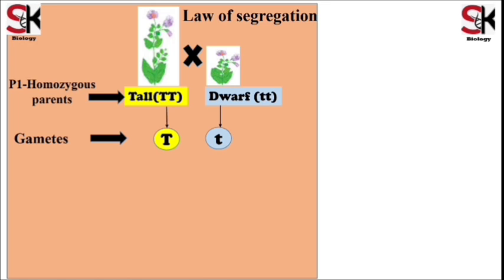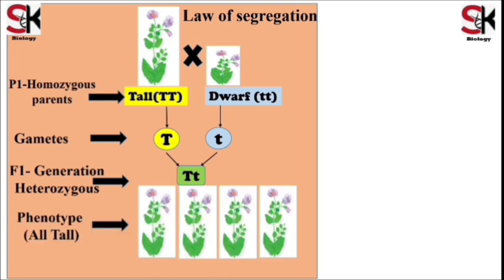These gametes will give rise to the hybrid F1 generation after fertilization, with genotype Tt, one dominant allele and one recessive allele. So, all offspring in the F1 generation will be tall with a hybrid genotype. The genotype is different from that of the tall parent, but it shows a phenotype similar to the dominant parent.